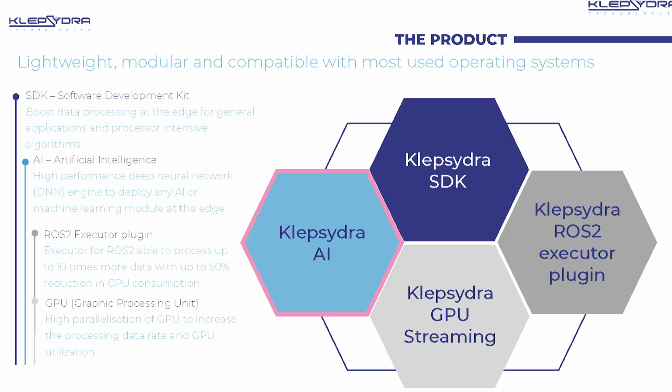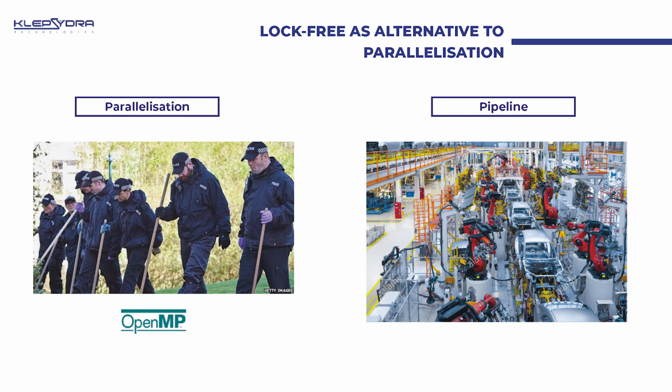Besides this core API, the event loop, which commercially is called the Klepsydra SDK, the main product I'm going to show you here is Klepsydra AI. We have other products for other sectors, but the main focus here is Klepsydra AI. So how does Klepsydra AI work, and what does this have to do with parallelization?